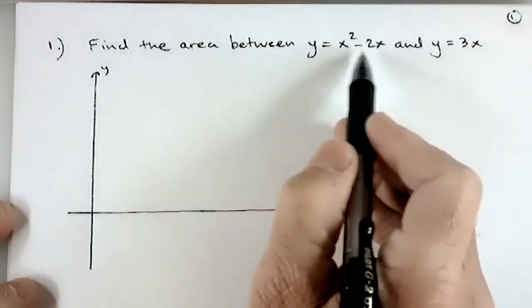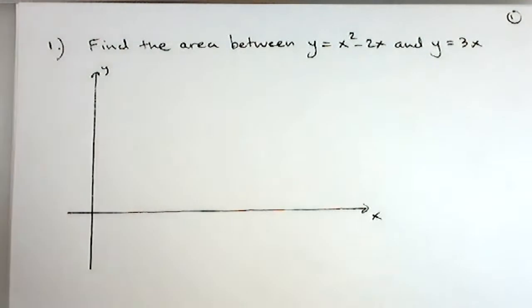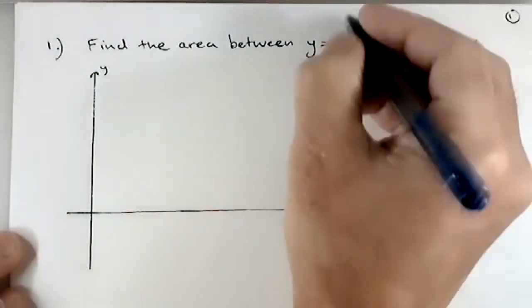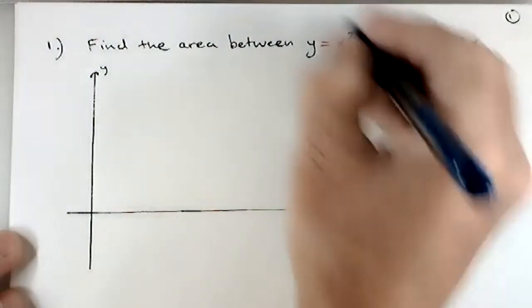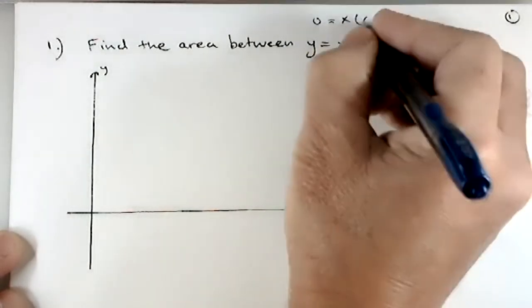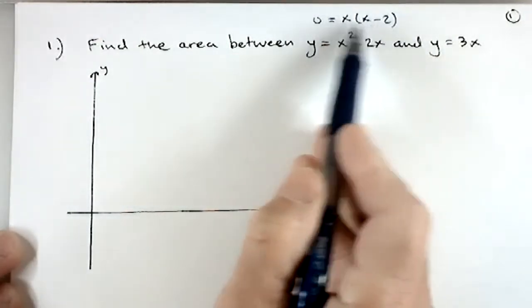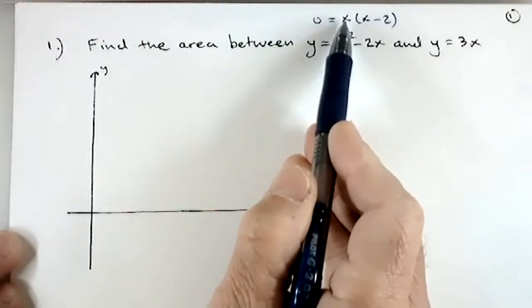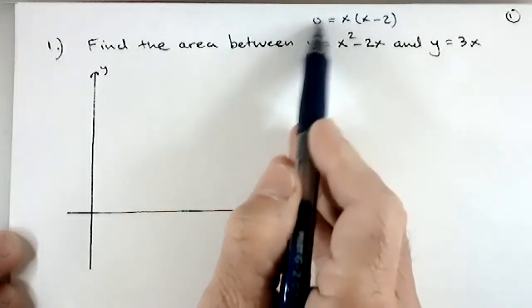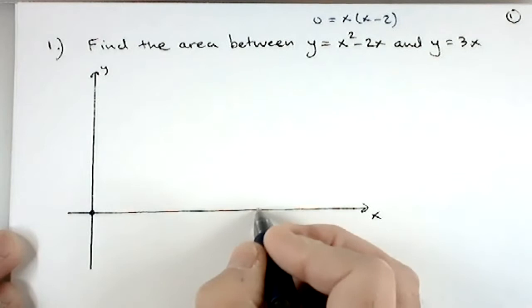So here we have a parabola and a line. One way to graph the parabola is to find the vertex, but if I set this equal to 0 and factor out an x, I can see that this graph is going to have x-intercepts at 0 and 2, right? Because if I set y equal to 0, that's what I'm finding. So 0, and let's call this 2 right here.